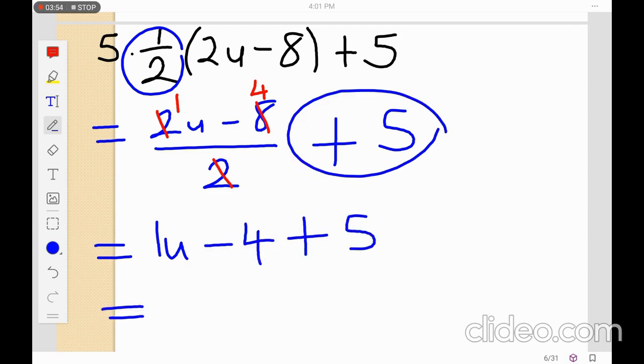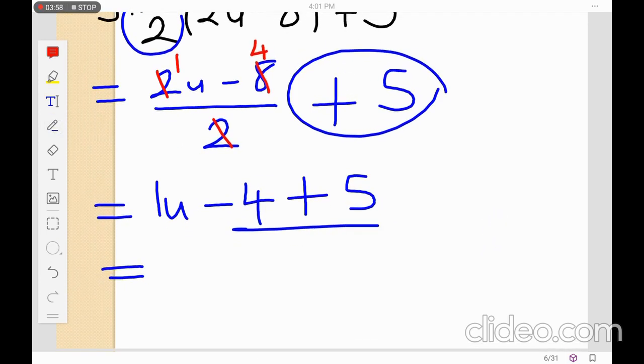Okay, now I can solve these numbers. They don't have u's. I can add them together. So I have the answer as u minus 4 plus 5, we get plus 1. Okay, so this becomes the answer.